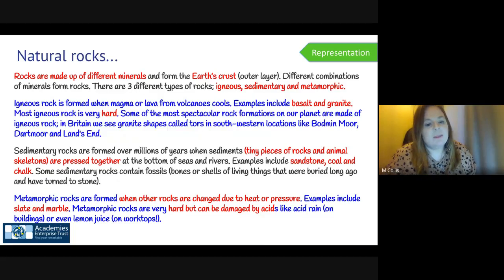However, this can be damaged by weather. If you've got a marble building, over time it can be damaged by acid rain. Or if you've got a marble kitchen worktop, it could be damaged by acidic liquids such as lemon juice. So it doesn't stay exactly as it is. It can get damaged.